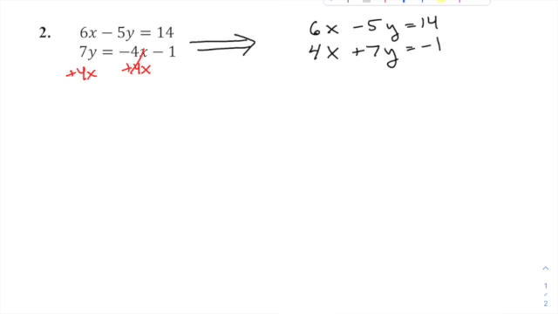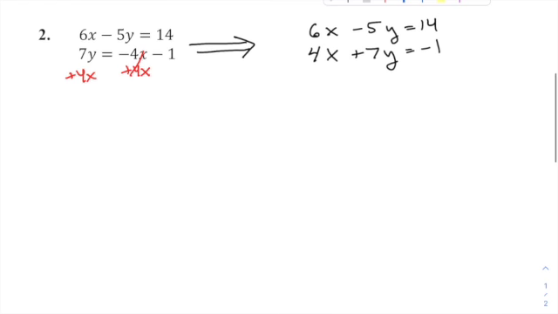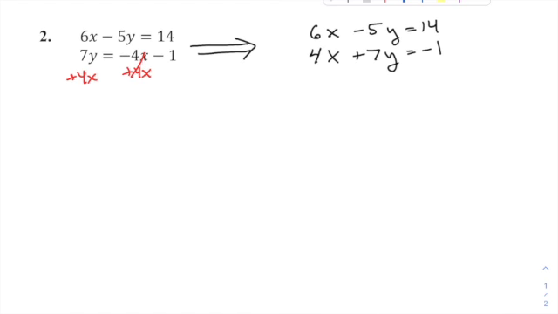I've got everything lined up, but I don't have any opposites. I've got 6 and 4. I've got negative 5 and 7. If I add these together, neither variable will cancel out, and we don't want that. We don't want to make an equation with two variables. We need one to eliminate. That's why this is called elimination.